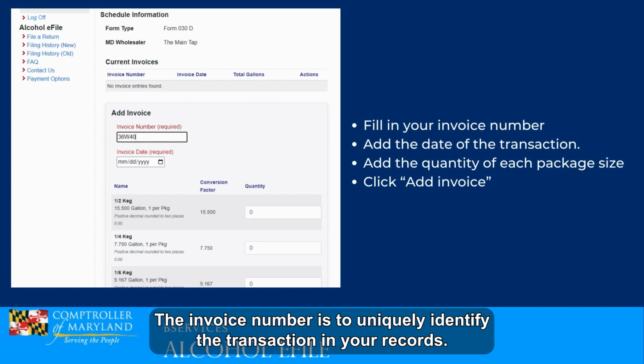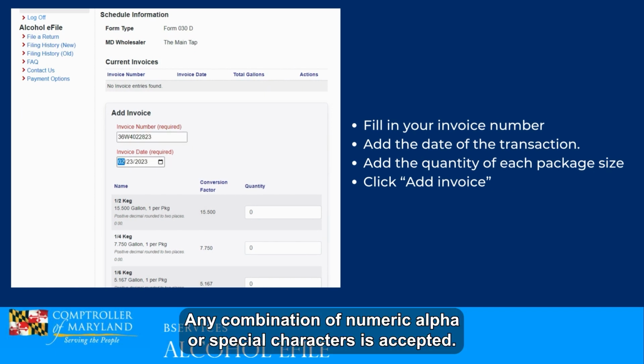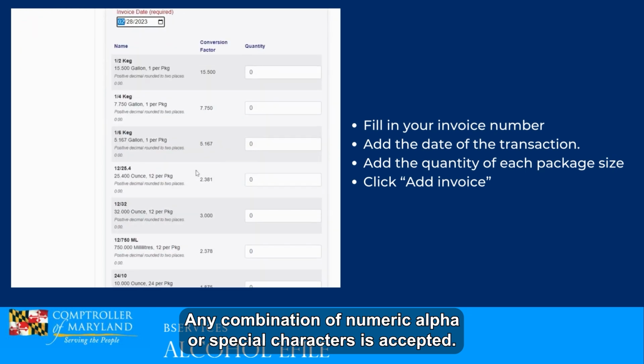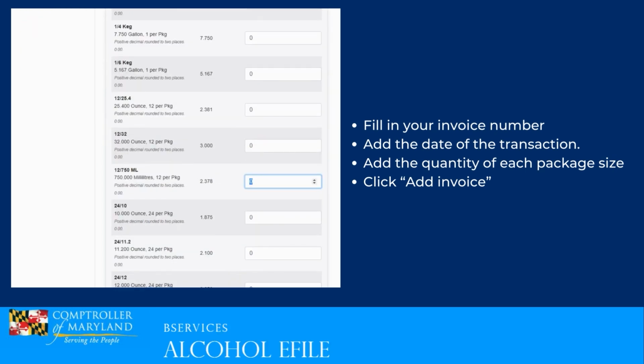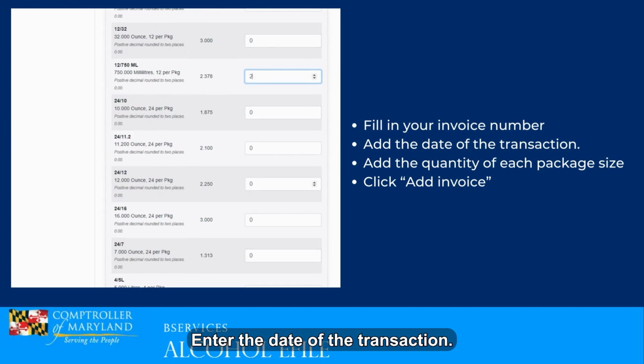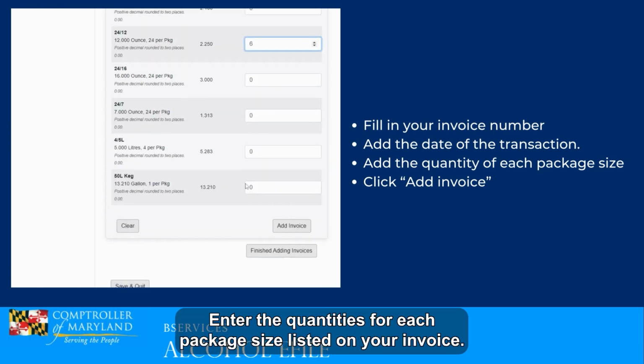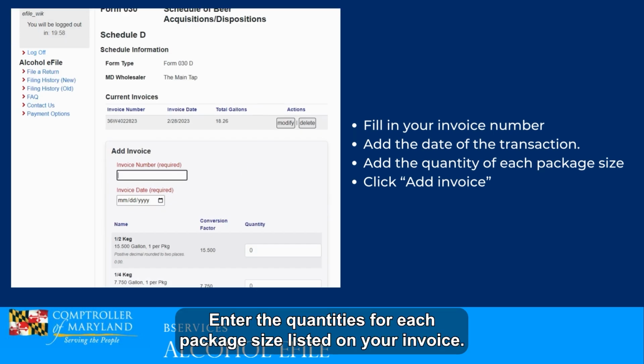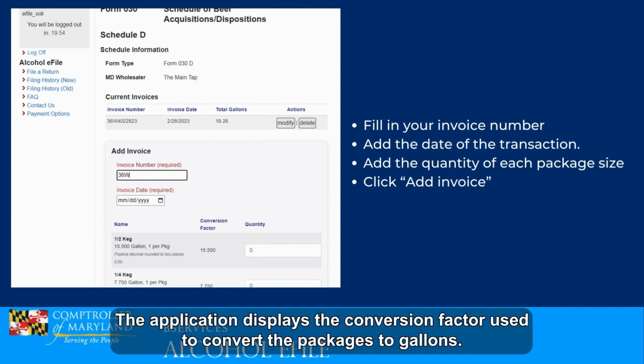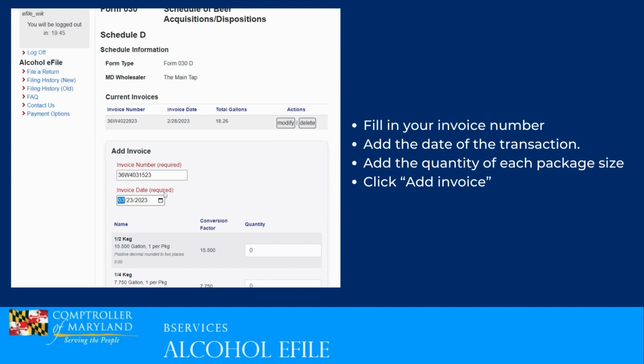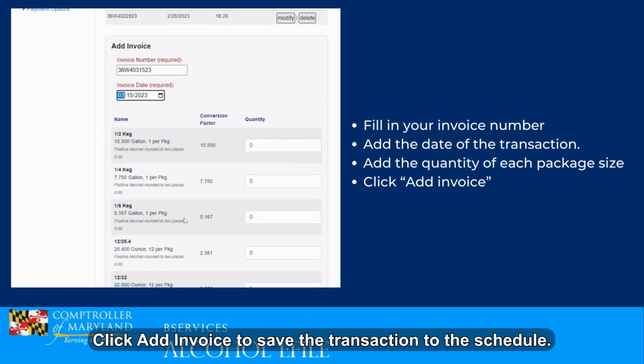The invoice number is to uniquely identify the transaction in your records. Any combination of numeric, alpha, or special characters is accepted. Enter the date of the transaction. Enter the quantities for each package size listed on your invoice. The application displays the conversion factor used to convert the packages to gallons. Click Add Invoice to save the transaction to the schedule.